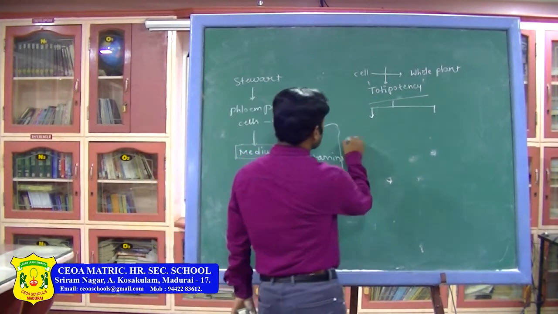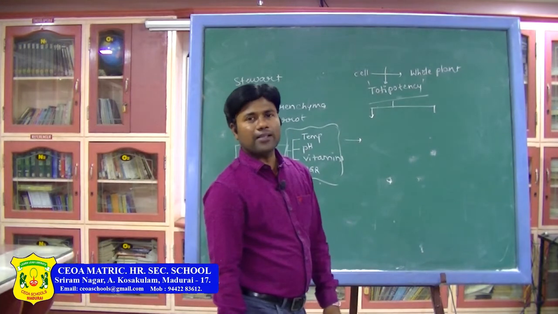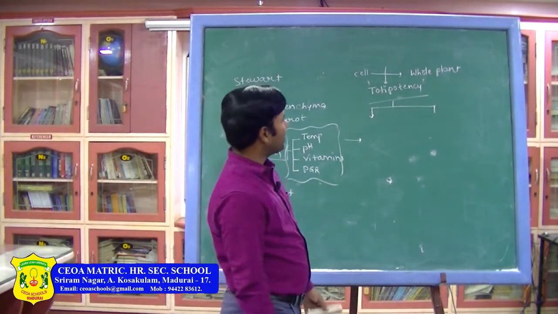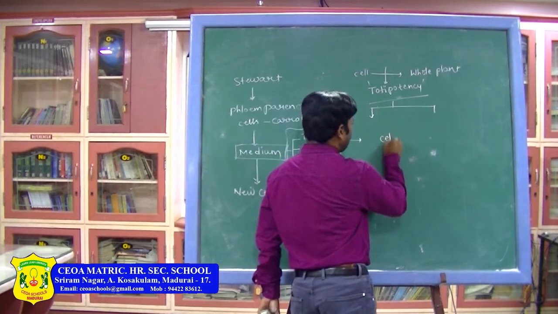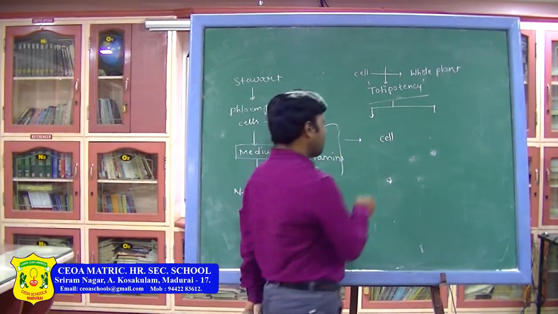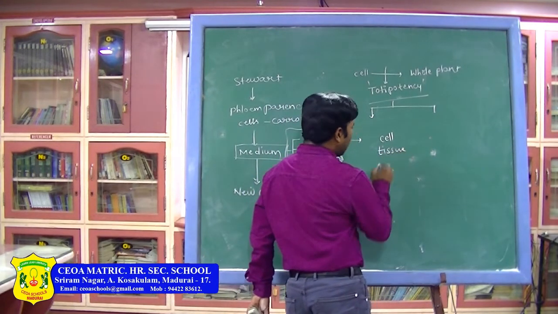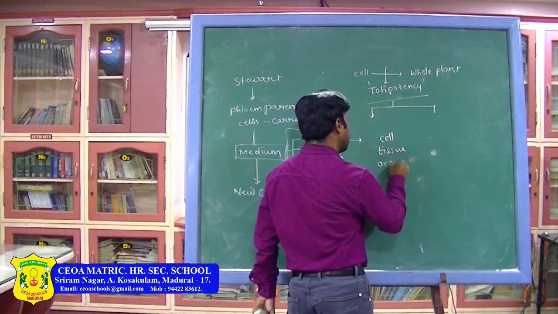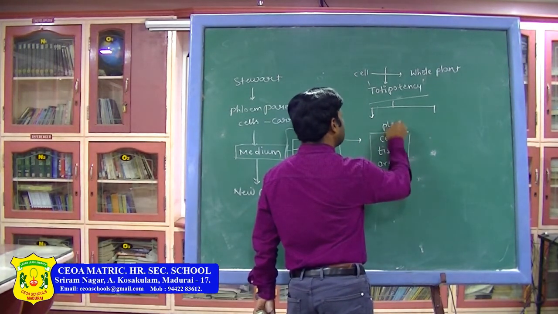One more concept is also an advanced technology in the production of new plants. Here the part of a plant can be a cell, or a tissue, or an organ. So these three are related to the plant only.